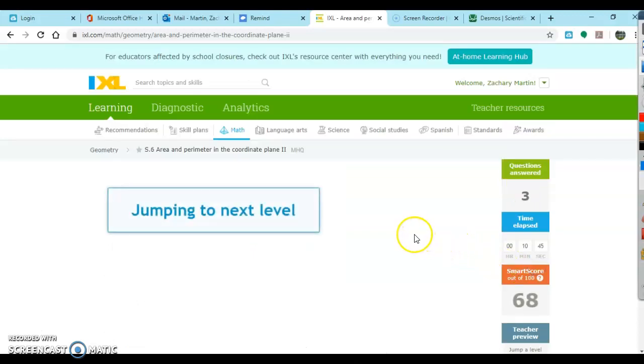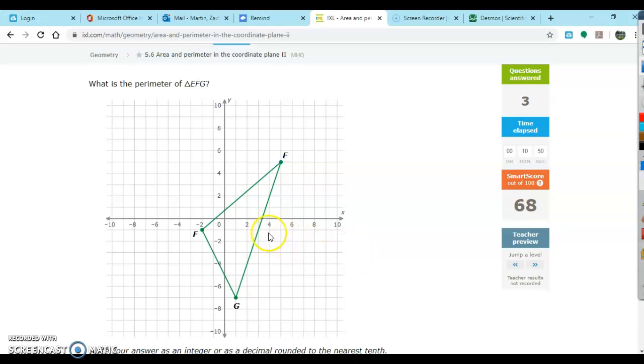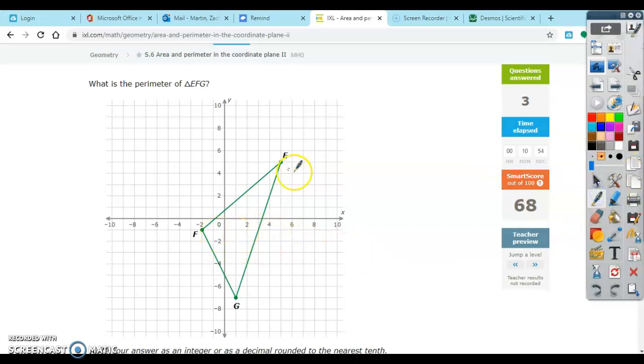Let's see if we can find another problem here. Jump into another level. Here's one. What's the perimeter of this triangle? We've got no vertical sides here. Let's see if we can knock this one out real quick. I'm going to use the right triangle method again. So I'm going to make a right triangle here, here.